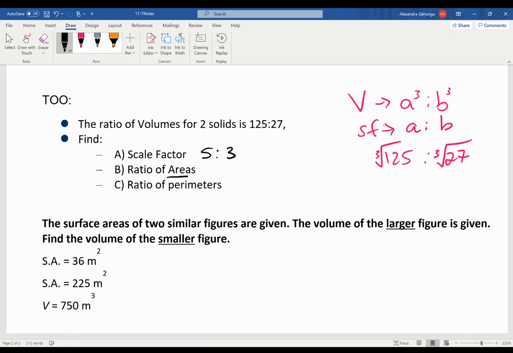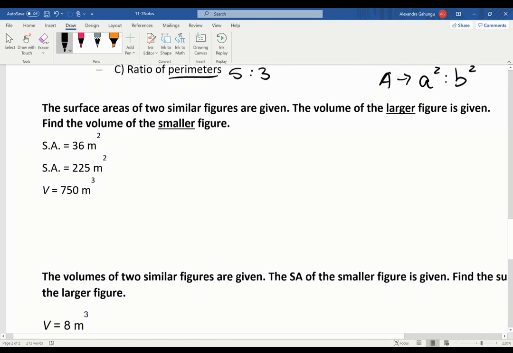Ratio of the areas. So areas is a squared to b squared. I know what a to b is, so I'm going to take 5 and square it, so I get 25 to 9. Ratio of the perimeters. It's not area, it's not volume, so it's going to be the same as our scale factor, 5 to 3.